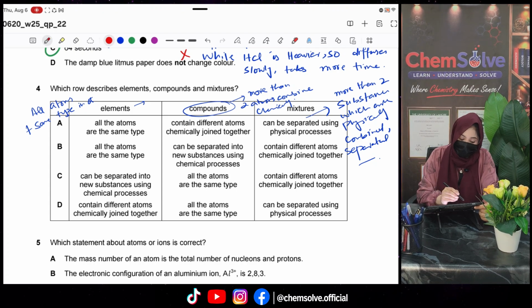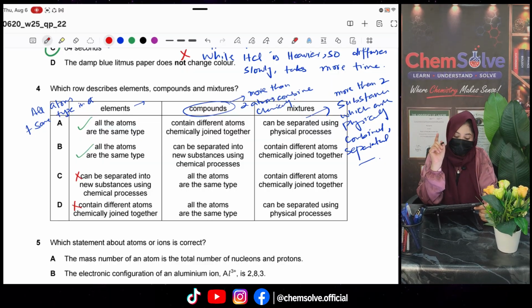Option A says element is all atoms of the same type. Yes, it seems correct. B seems also correct. C says it can be separated into new substances. Not at all. An element has one type of atom present in it. So this is wrong. Now we have to compete between option A and B.